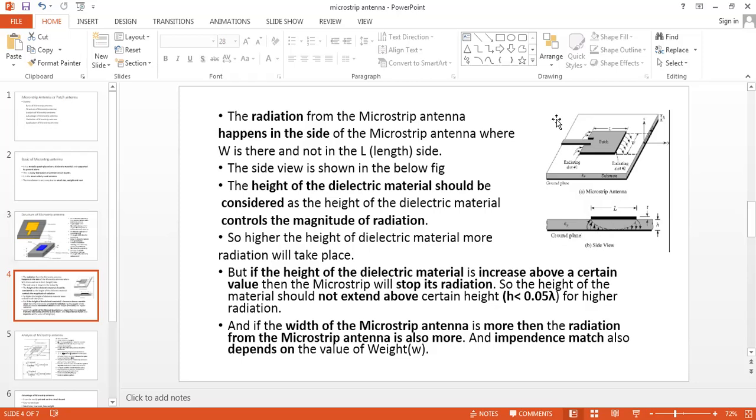If you see, this is a top view. This is a side view. If you see from the side, the radiation will be coming from the side. Then, very important, the height of the dielectric material on which this is placed.